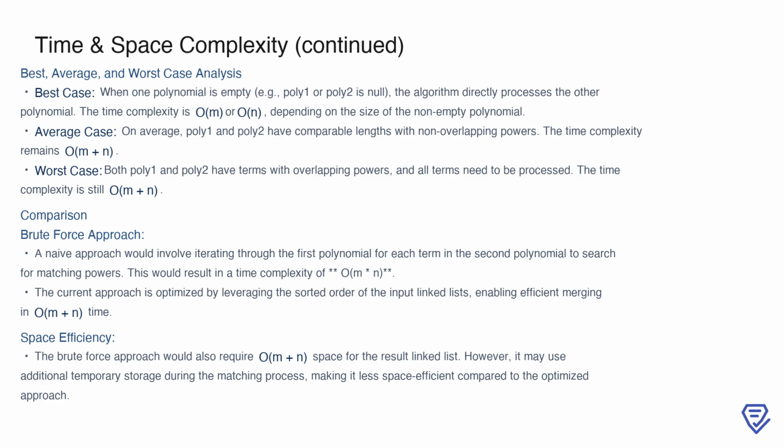The optimized approach achieves O(m + n) by leveraging the sorted order of the input lists, making it significantly faster. In terms of space, both approaches require O(m + n) for the result linked list, but the brute force method may use extra temporary storage, making it less space efficient overall.